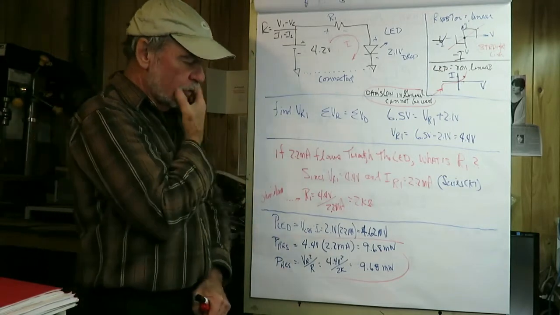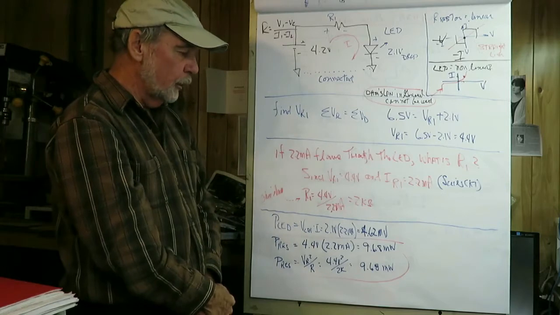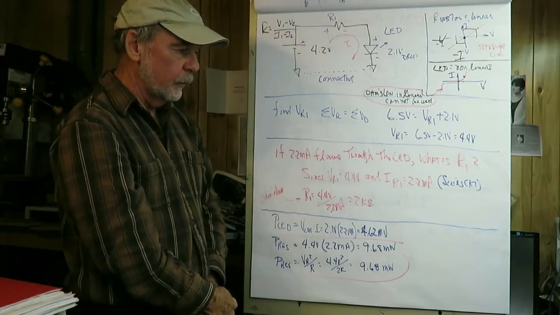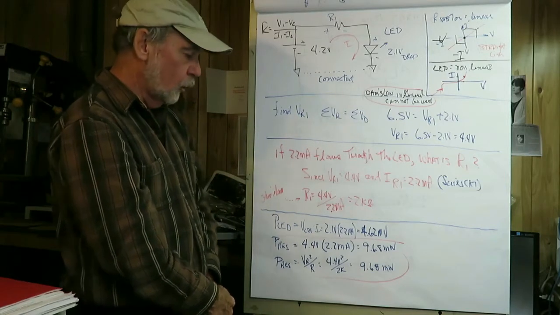So let's take this one more step here. Suppose that we have 2.2 milliamperes flowing through the light-emitting diode. What's the value of R1?